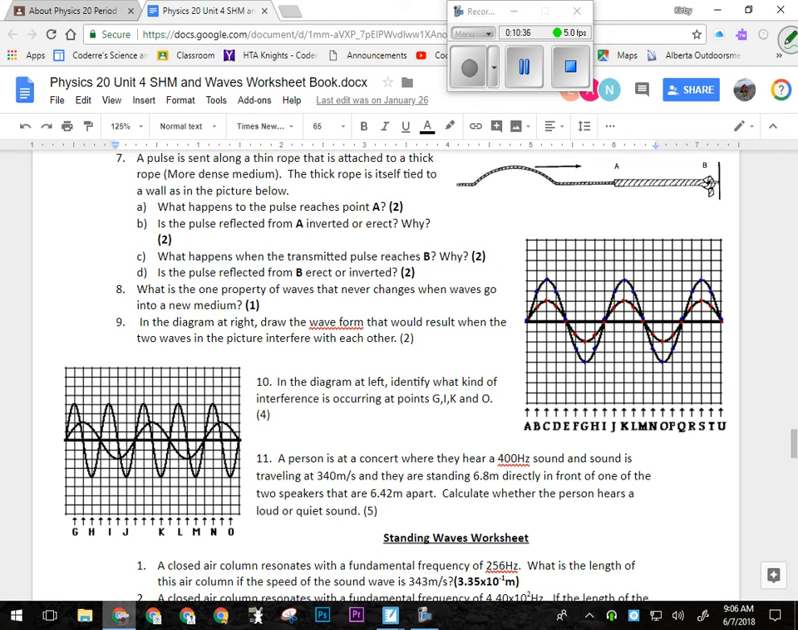All right, work on 11 because there's always a question like that on the unit exam as well. So we'll take a little bit of time here. Work on 11, we'll go through it, and then we're going to talk about standing waves.